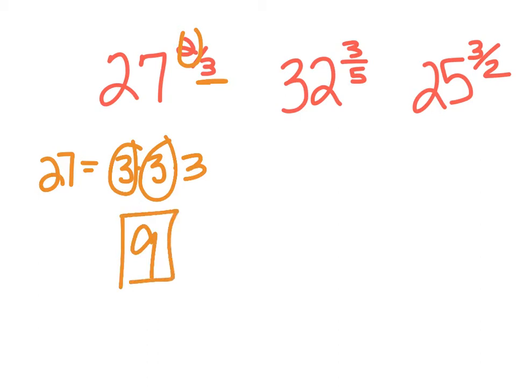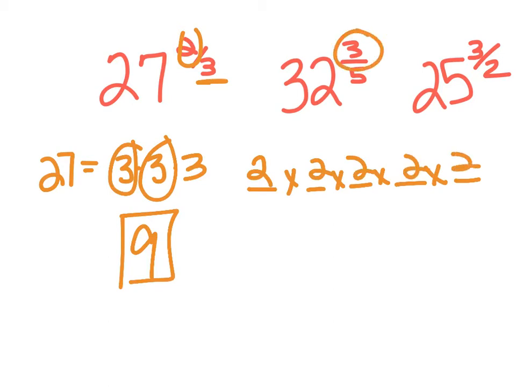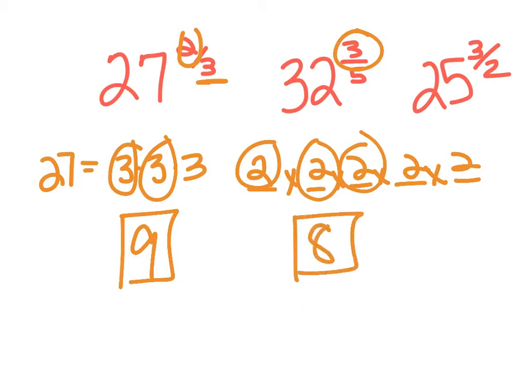All right, 32 to the 3/5 power. Basically, you're taking the 5th root of 32. So I need to know what times what, 5 times, is equal to 32. Well, that's 2, I believe. 2 times 2 times 2 times 2 times 2 is 32. Now, I need 3 of those factors. 1, 2, 3. So 2 times 2 is 4, times 2 is 8. So the answer to that one is 8.